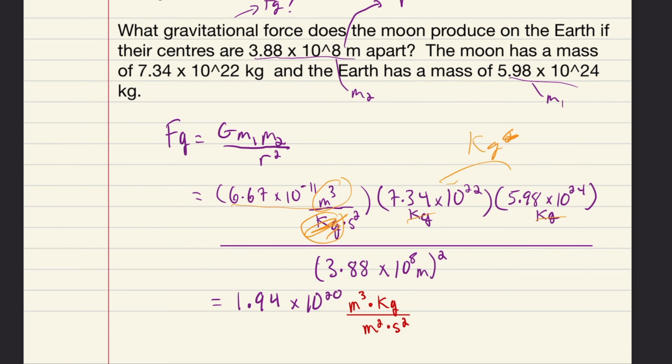So the units that we're left with here, after we do all the calculations, are meters cubed times kilograms per meter squared times second squared. So again, the meters here are going to cancel or simplify, and then we end up getting kilograms times meters per second squared, and that is equal to a newton. So essentially it's 1.94 times 10 to the 20 newtons.